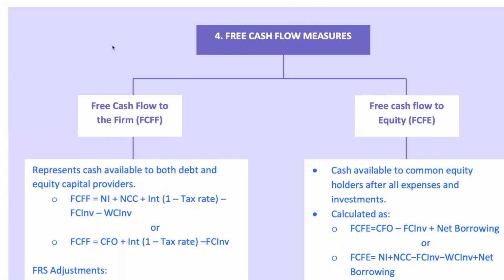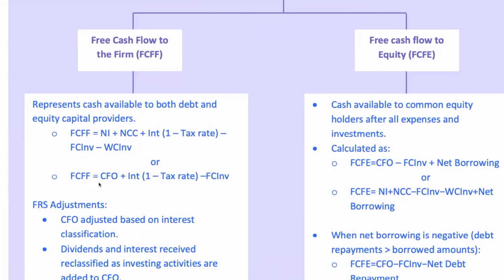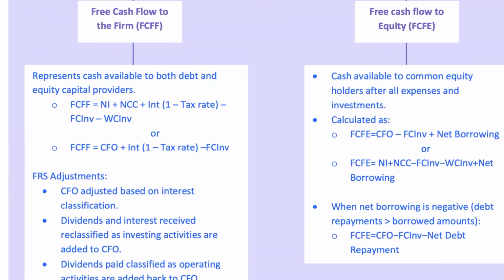Now, let's talk about free cash flow, specifically free cash flow to the firm, FCFF, and free cash flow to equity, FCFE. These measures are absolutely critical for understanding a company's financial flexibility. Starting with FCFF, this is the cash that's available to all capital providers, both debt and equity holders, after the company has paid all its operating expenses and made necessary investments. Think of it as the pool of money that the company can use to reinvest in its business, pay off debt, or return to shareholders.